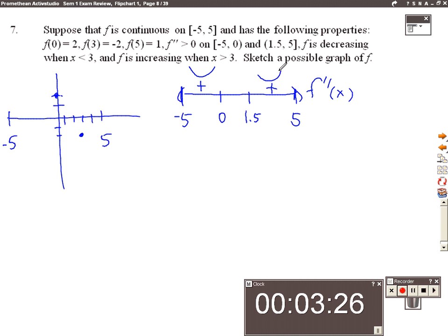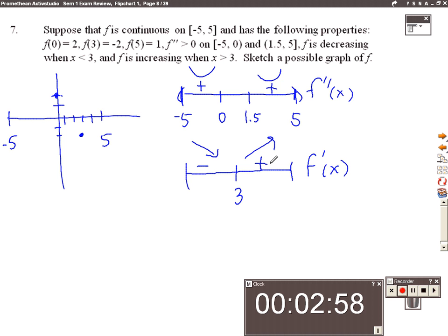f is decreasing. The original function is decreasing. Now that's going to help me a little bit with the first derivative. Decreasing to the left of 3 and increasing to the right of 3. So if f is decreasing to the left of 3 and increasing to the right of 3, now we know the first derivative is negative and positive on that particular interval.